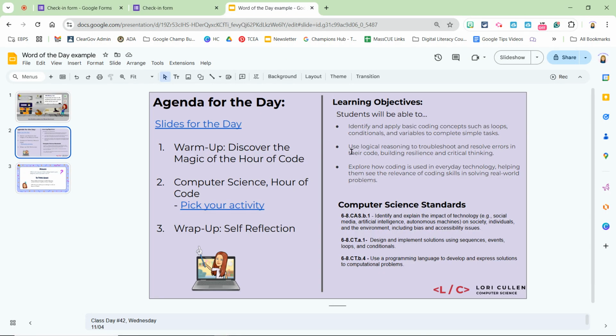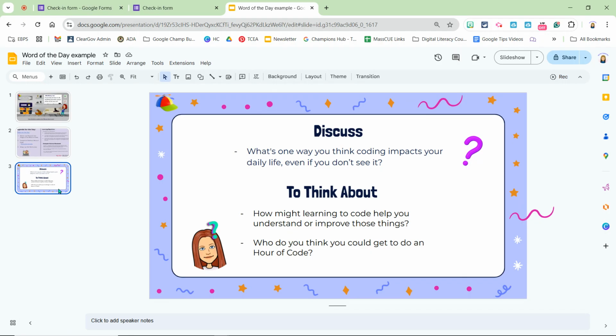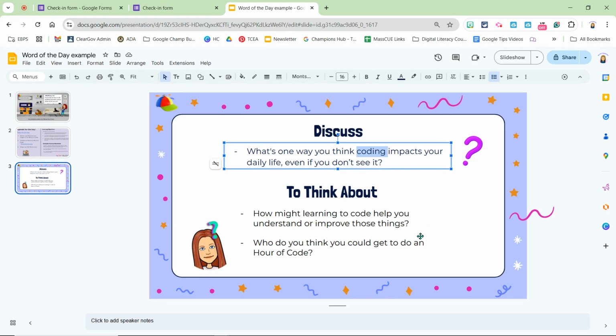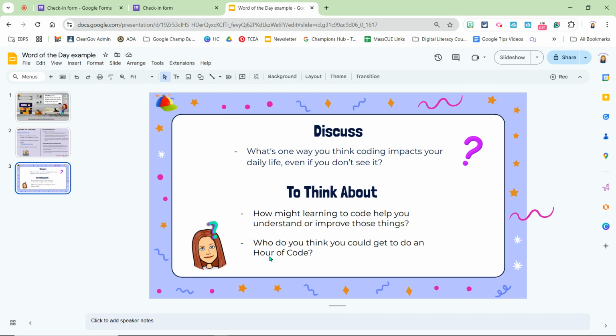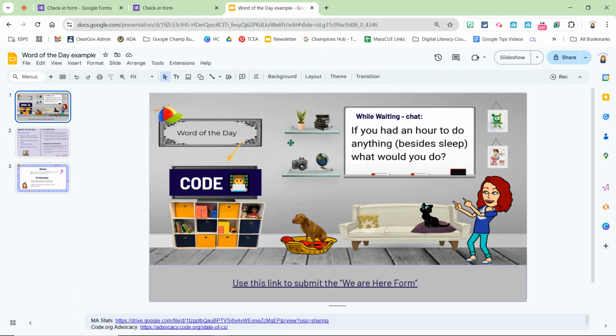Then you'll notice, here we go, the lesson is on code, which is the word of the day. If you go into the slides, you'll notice that word is repeated with multiple activities around that word. And then there's also, to wrap up, some discussion around coding, and then around thinking about coding and how it can improve your life, going into code. So a whole lesson designed around that word of the day, really incorporating it.